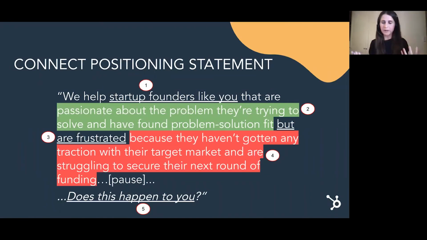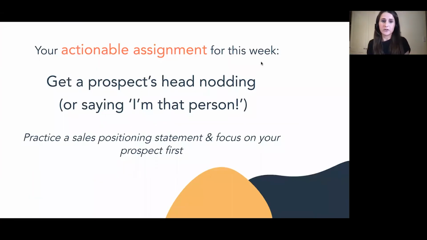So it depends on your business and your target market, but as I said, there's just a couple of examples. So your actionable assignment for this week is to get a prospect's head nodding or saying, I'm that person. So try to practice a sales positioning statement and focus on your prospect first.